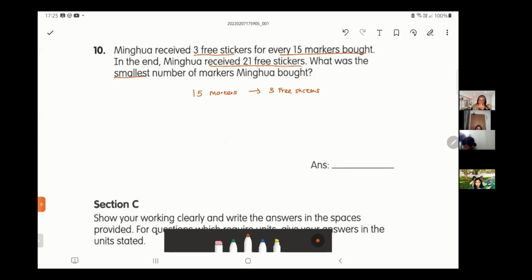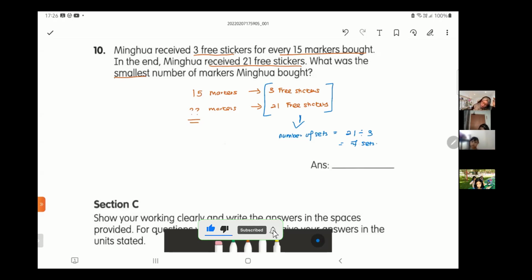Right now he gets 21 free stickers. I want to know how many markers he bought. This is what is unknown, right? The markers, I do not know. So what do I do? From the free stickers, we look here. I can find the number of sets, like just now. So I take 21 divided by 3 equals 7 sets. There are 7 sets of the whole thing.